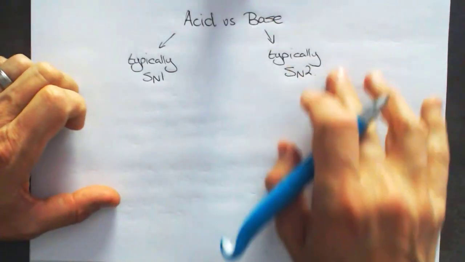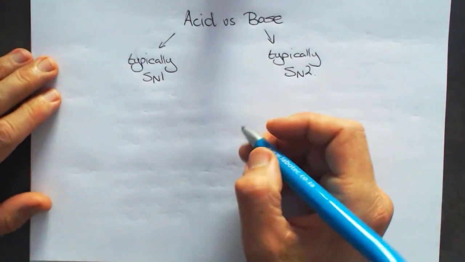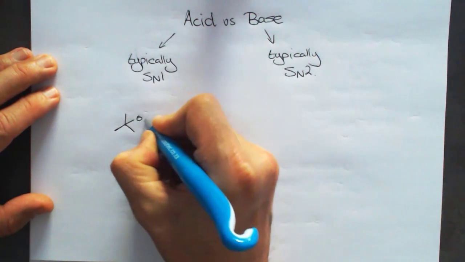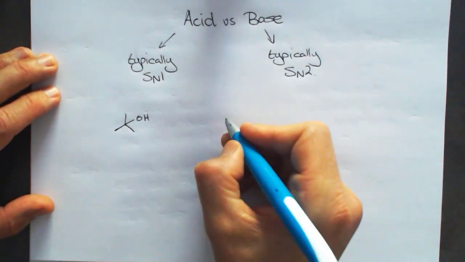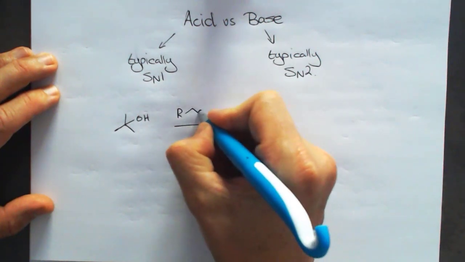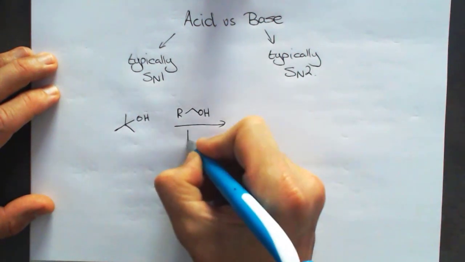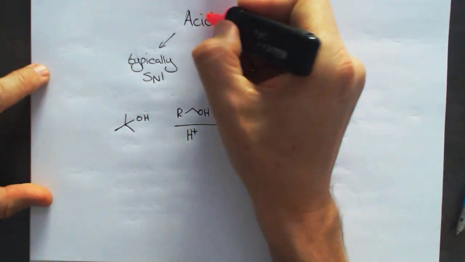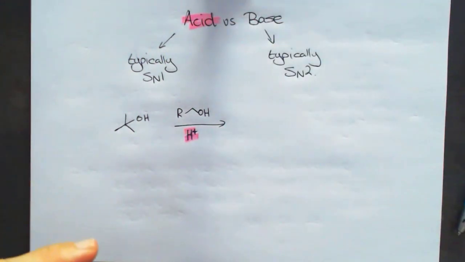Why do I mention something like that? Well, let's just look at a simple example of a tertiary butanol reacting with some kind of primary alcohol under acidic conditions. So we've got an acid present. So acid is typically like that.